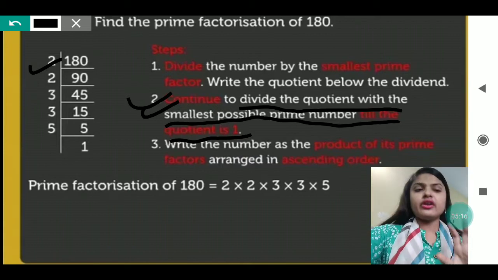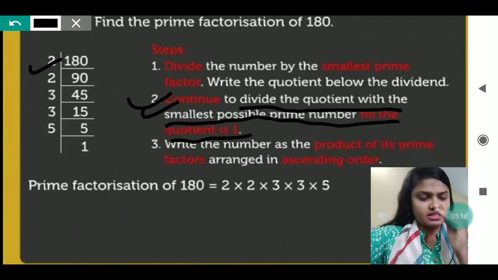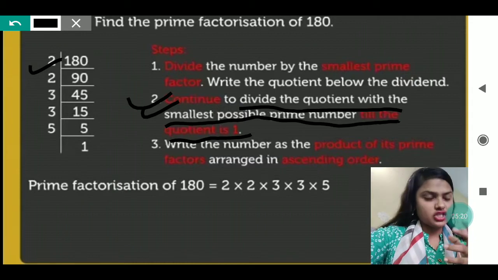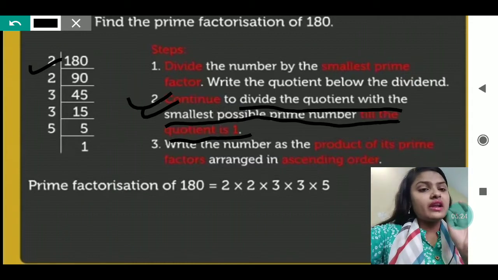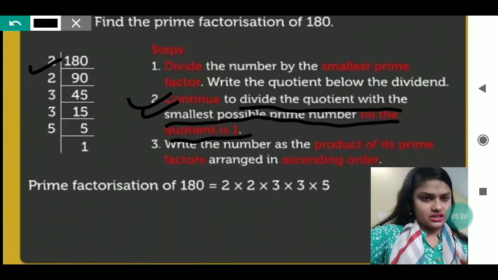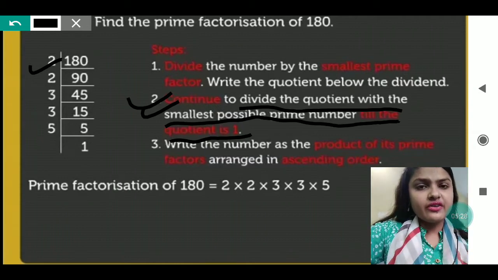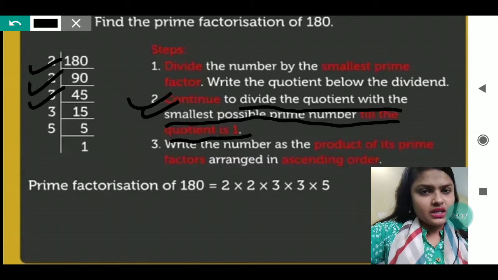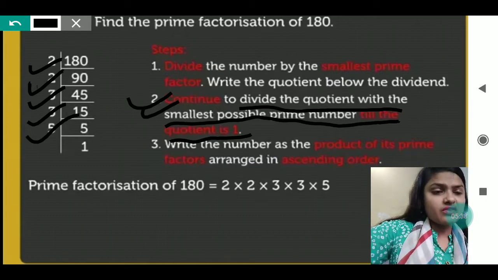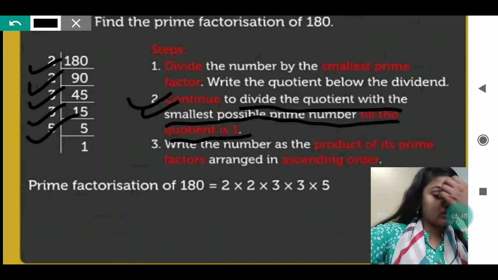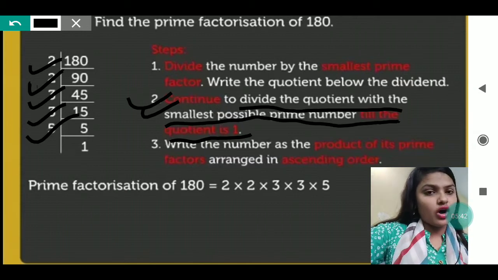When you are doing the prime factorization of any number, you have to divide till you get 1 as the last quotient. So we have divided 180 by 2, then we got 90, then 90 we divided and got 45, then 45 we divided and got 15, then 15 we divided and got 5. Like this we have continuously divided, and lastly we got 1 as the answer.